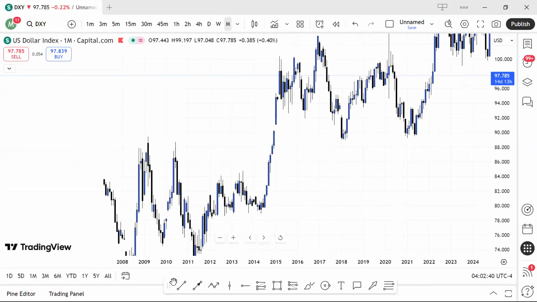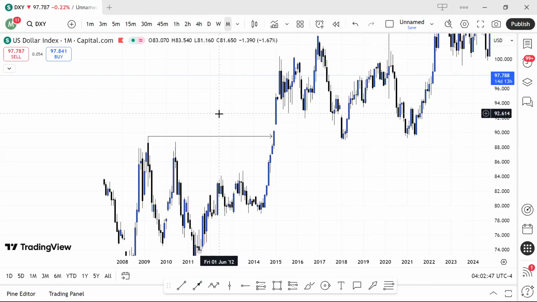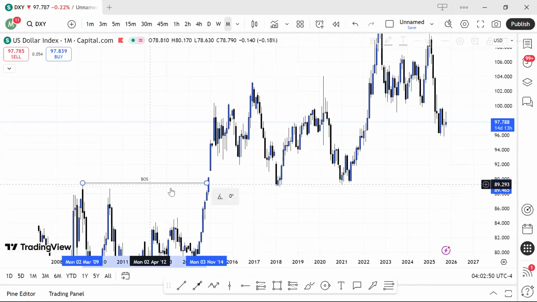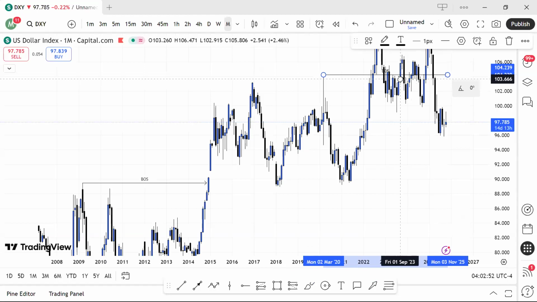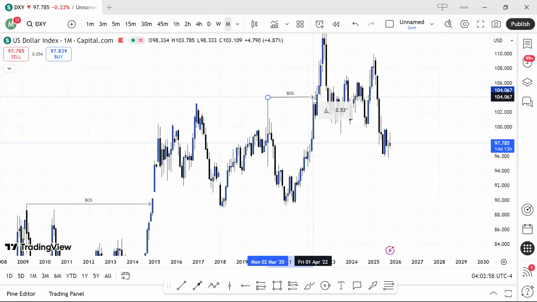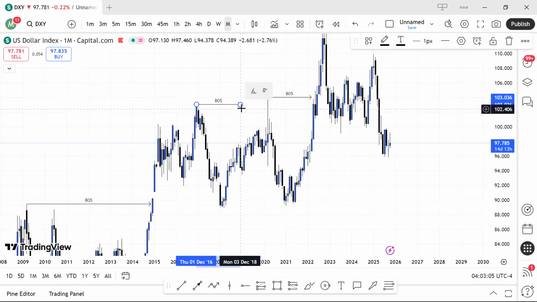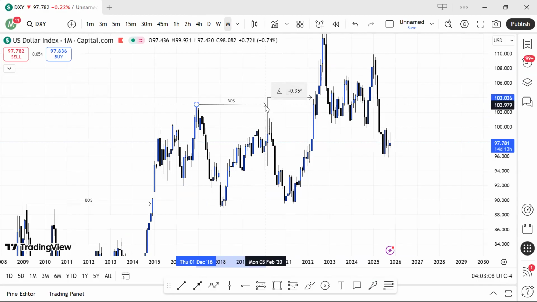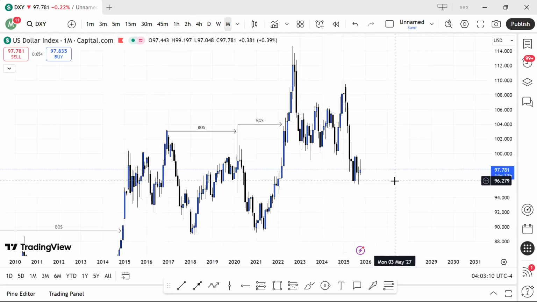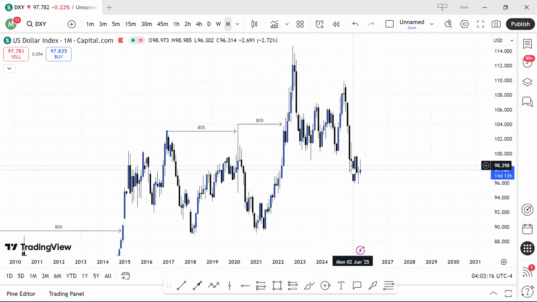So being bullish, I'm marking out these breakout structures to the upside that are showing that we are typically bullish. So here and here. So this is to show that we are respecting the bullish trend, and this was a kind of pullback reversal.